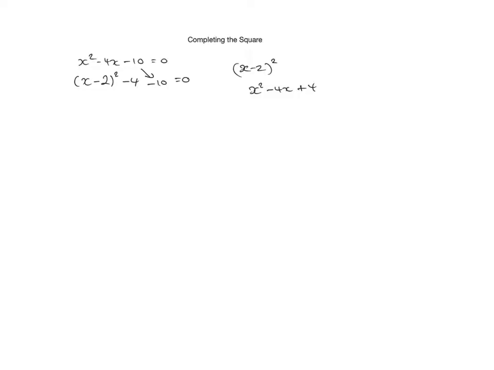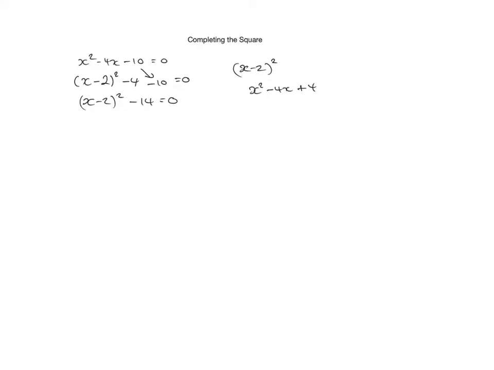Now, it is always the second term squared. As you can see here, the second term is the minus 2. The minus 2 squared is obviously 4. So we have to take 4 off. From here, it's very straightforward. All we do now is tidy it up a bit, and then we'll continue with the process. So we have x minus 2 all squared, minus 4 minus 10 is minus 14, and that's equal to 0.